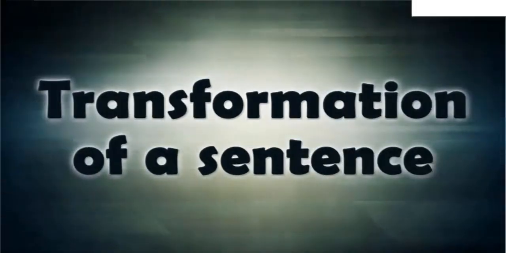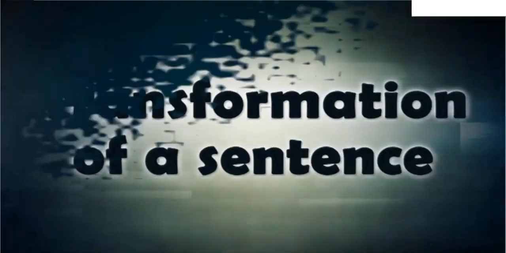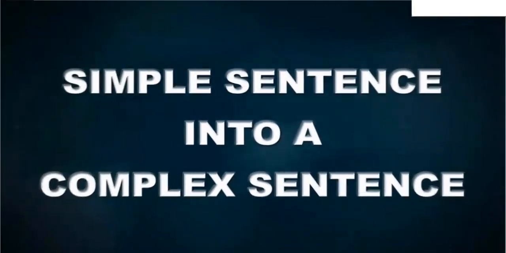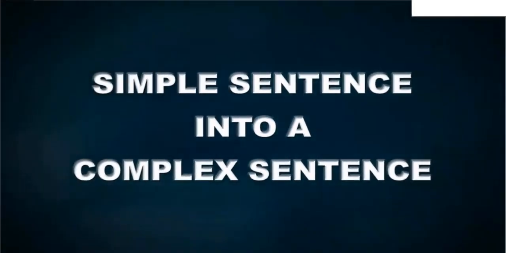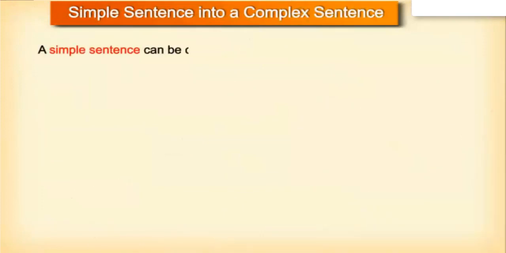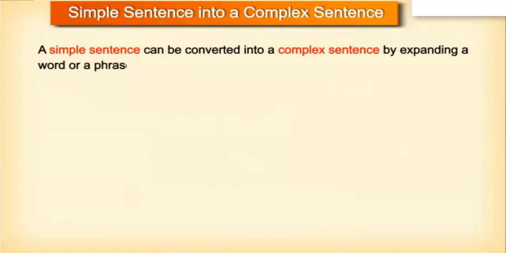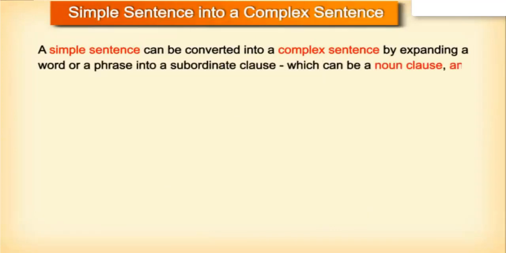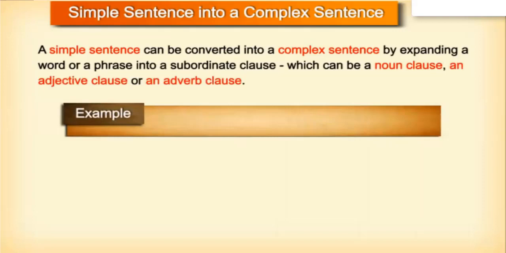Transformation of a sentence. Transformation of a simple sentence into complex sentences. A simple sentence can be converted into a complex sentence by expanding a word or a phrase into a subordinate clause, which can be a noun clause, an adjective clause, or an adverb clause. Let us take some examples to understand.